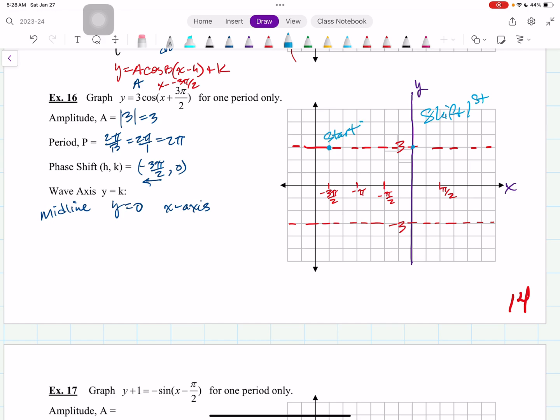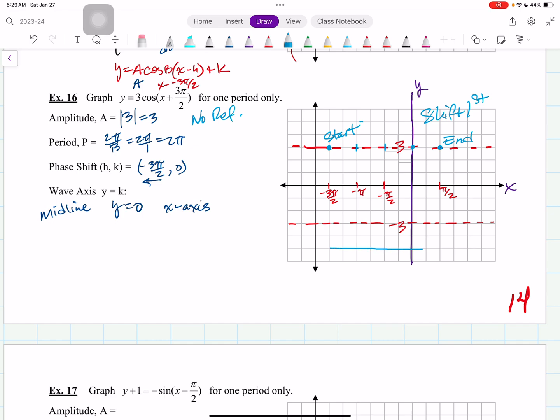And then I got to go 2 pi radians to the right. So let me see, I got to count 4. Okay, here we go. So this is my end point right here at another max. Start at 1 max, end at another max. There's no reflection here. So no reflection. So period length is 2 pi.